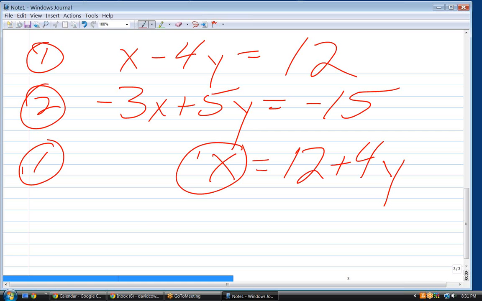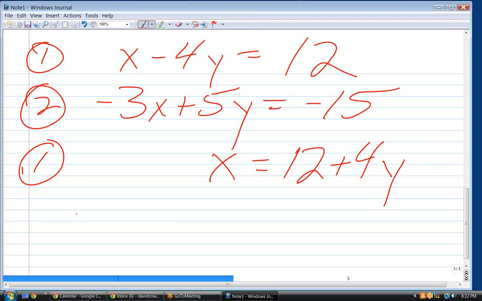That's the key to use substitution. It doesn't matter whether it's x or y. The key is just to get one variable in terms of the other. Now, let's substitute. And we need to substitute in equation 2. If we substitute in equation 1, we'll end up getting 0 equals 0, and we won't be able to solve for anything. So you always go to the other equation to do your substitution.